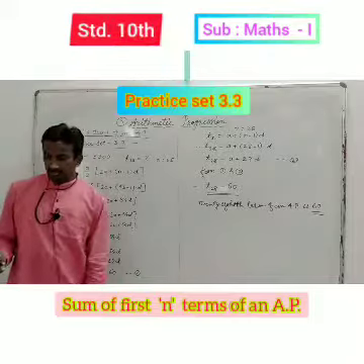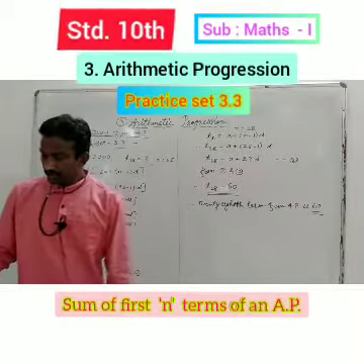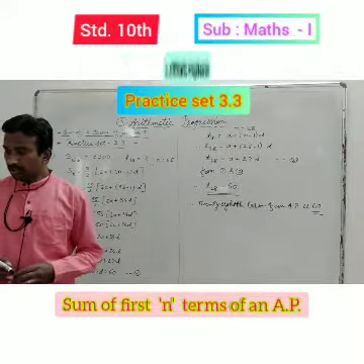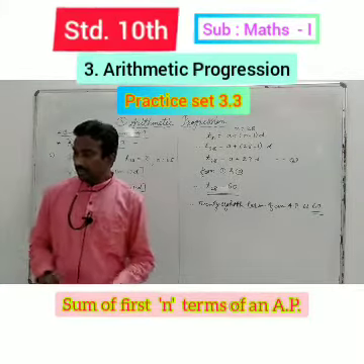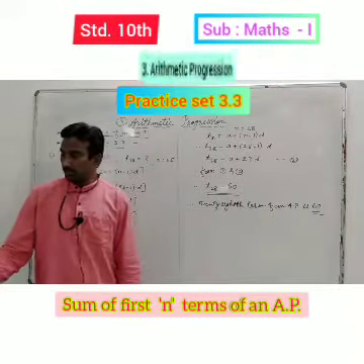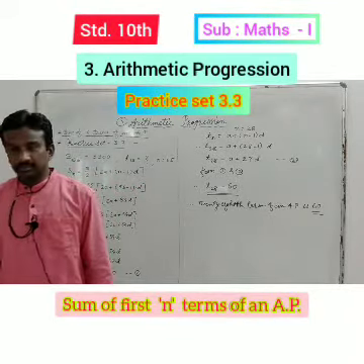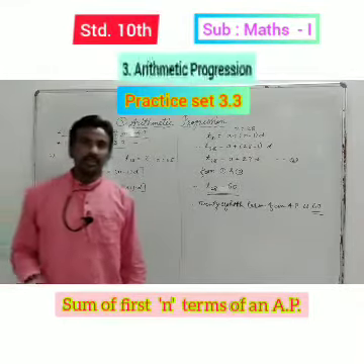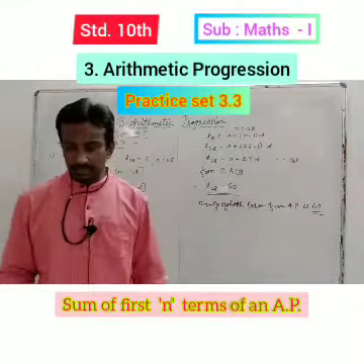Okay. Thank you. Now question number 7. In an AP, sum of three consecutive terms is 27 and their product is 504. Then find the terms. Assume that three consecutive terms in an AP are a minus d, a and a plus d.